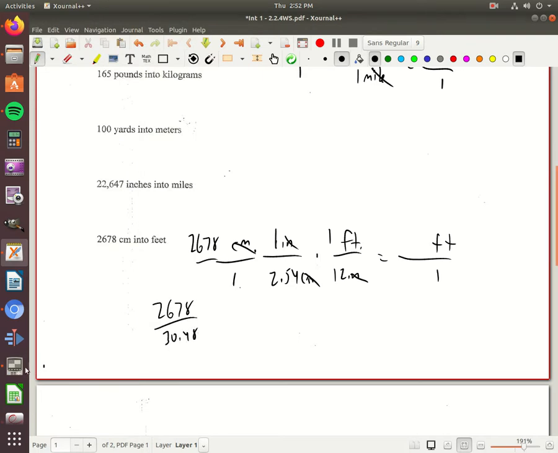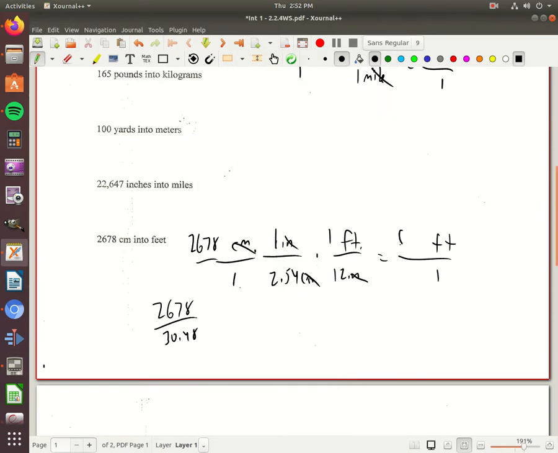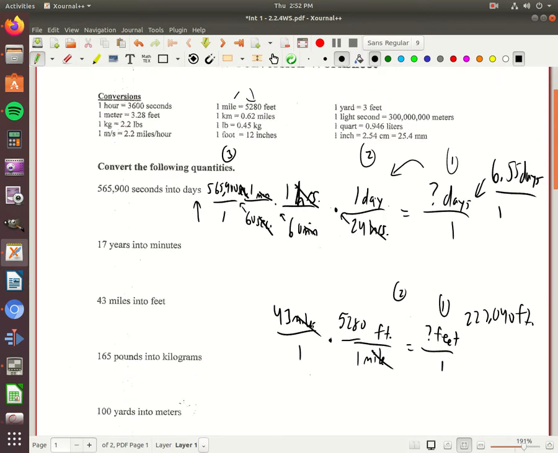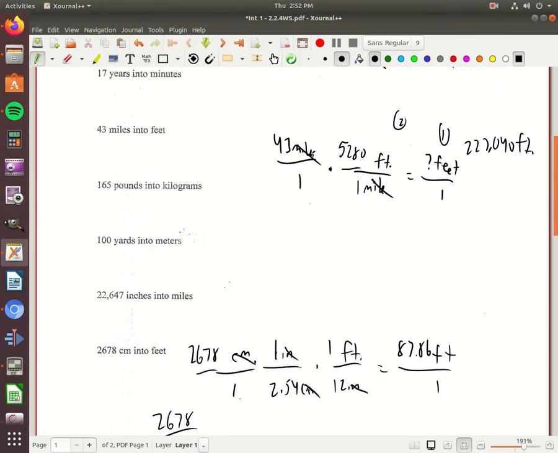And the last thing I need to do is just divide, right? 2,678 divided by 30.48. And I will get 87.86 feet. So that is, I'll call that part 1, right? These are the easier conversions, and I will save part 2 for another video.